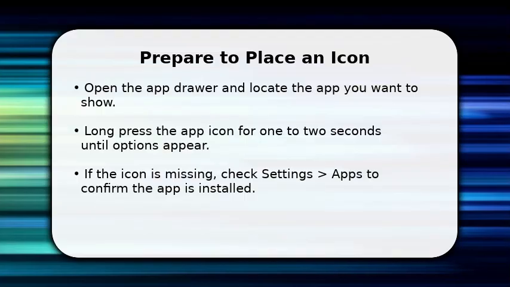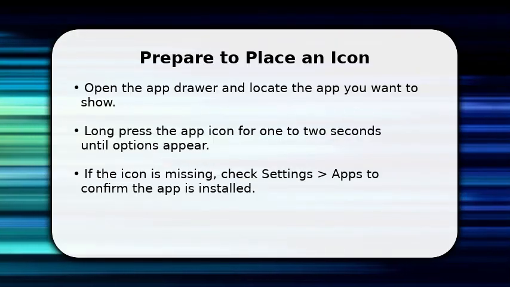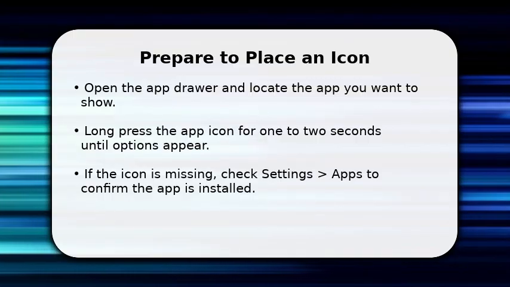Enjoy the video. Open the app drawer and locate the app you want to show on your home screen. Long press the app icon for 1 to 2 seconds until a small menu or grab state appears. Look for Add to Home or Create Shortcut in the menu that appears.